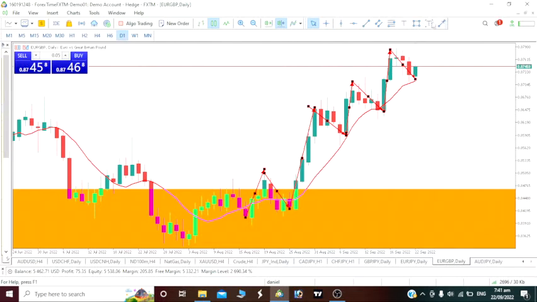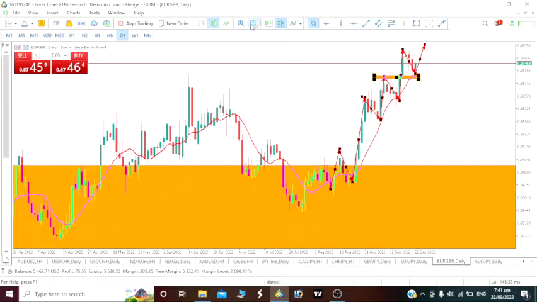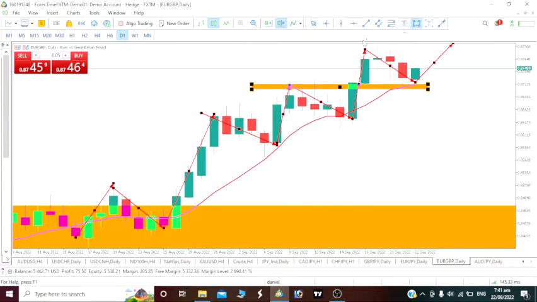The reason is that we had this pullback at this previous pullback level here. We had our pullback at this level. So this correction actually went to that previous pullback level. What we are expecting next is another bullish move. So definitely on this daily time frame, we would want to go bullish and break above these highs. This was the previous high, the highest point for this period on EURGBP. So we would want to go bullish to break above it, right?